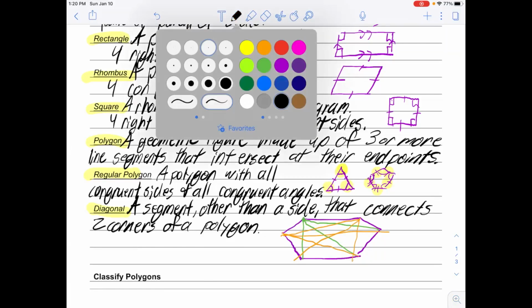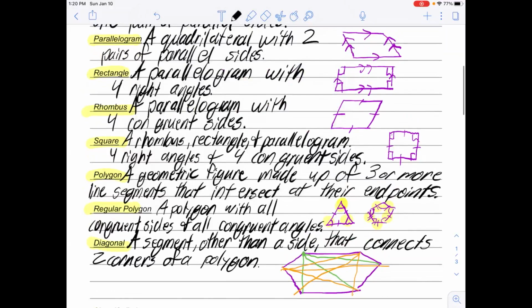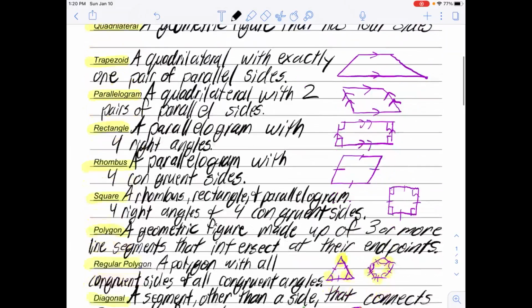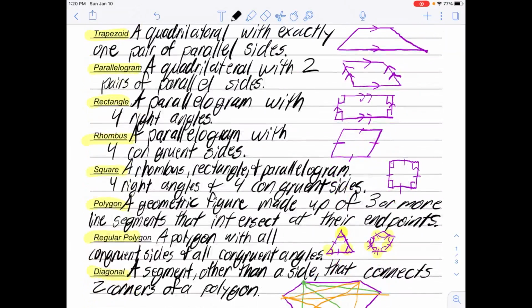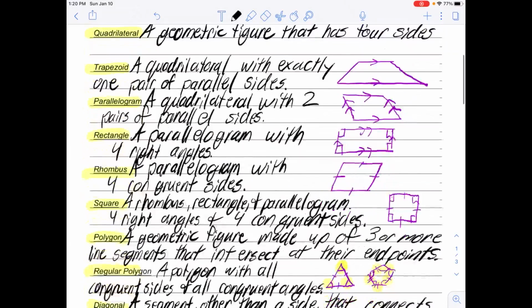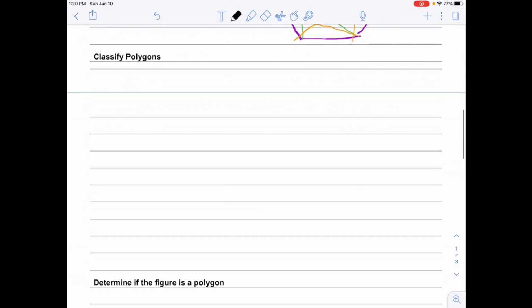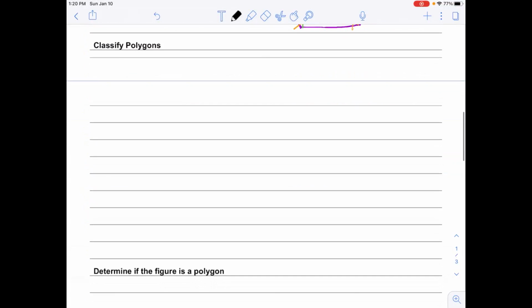So again, please pause and make sure you have all of these things written down. I know it is a lot, but if you have it written down, you're going to use this on your quiz and on your tests. Okay? When you're ready, continue down here and we will continue taking notes.